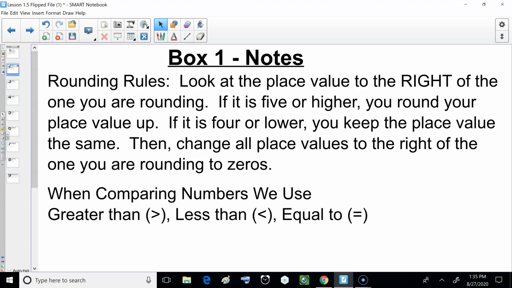So in your notebooks right now, you put today's date and your box one for notes, and you want to write down these rounding rules. These rules look the same as we had a couple days before, so if you have those written down and you can easily find them, you can use those again. If you need to write them down, we'll read through them and that can help you out.